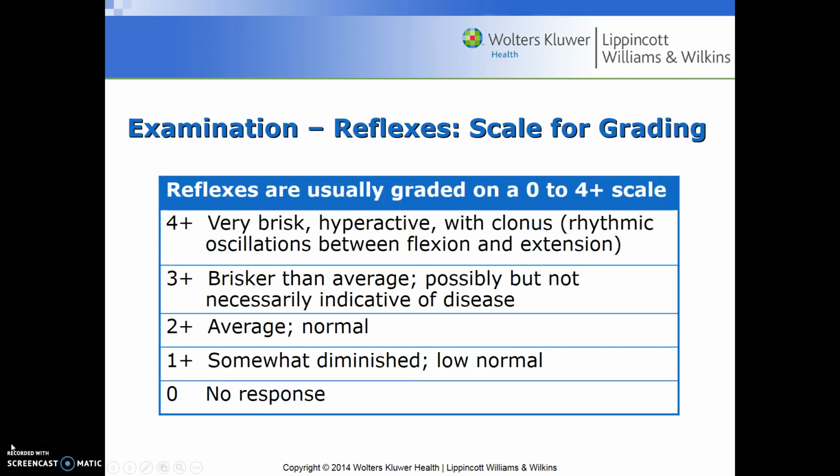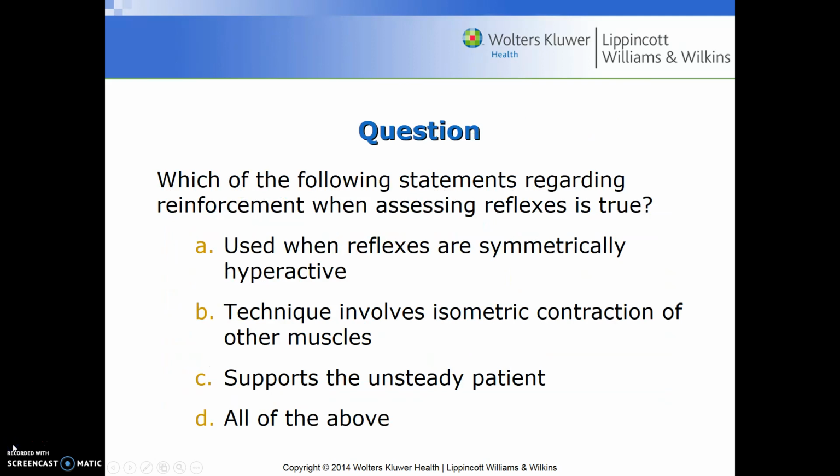Examination of reflexes are graded on a 0 to 4 scale, 0 being no response, 4 being a very brisk, hyperactive response with clonus. Again, the author of our book wants to reinforce what we understand about assessing reflexes and asks: regarding reinforcement when assessing reflexes, which one is true? A. Used when reflexes are symmetrically hyperactive. B. Technique involves isometric contraction of other muscles. C. Supports the unsteady patient. Or D. All of the above.